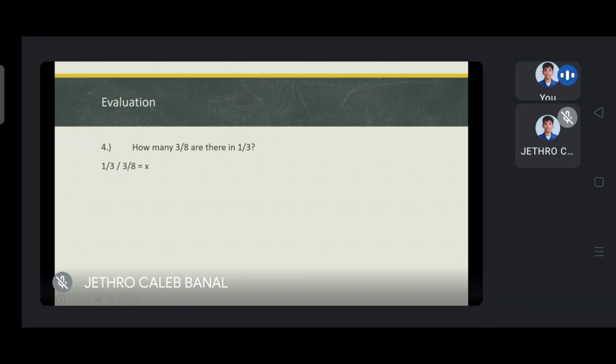Now, bakit 1/3 divided by 3/8, hindi 3/8 divided by 1/3? Ang tanong kasi, how many 3/8 are there in 1/3? Therefore, mauuna ang 1/3 before 3/8. Now, this is the same as 1/3 multiply by 8 over 3, which is 8 over 9. That is the final answer.